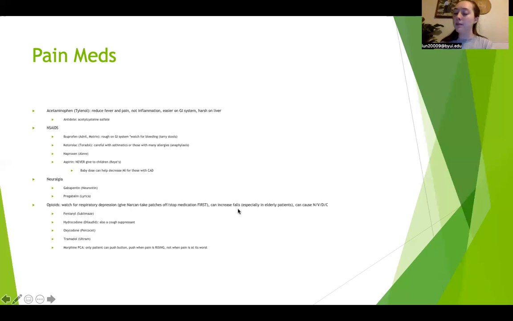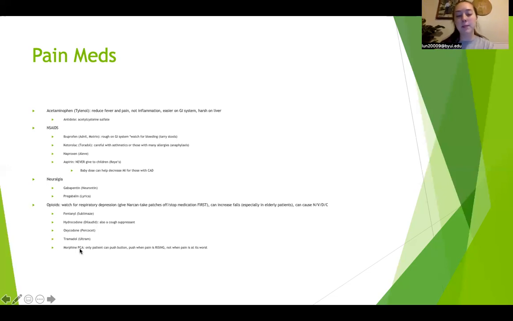Opioids can increase the risk of falls for elderly patients and others, and also usually cause GI disturbances. So there's fentanyl, hydrocodone. Hydrocodone is also a cough suppressant in low doses. Oxycodone, tramadol, and morphine. Make sure you know the trade names for all of these. That will be important for your final OSCE.